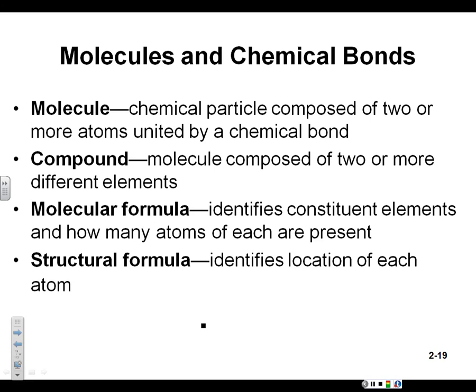Alright? For example, C6H12O6. That's the molecular formula because it tells me I got what? 6 carbon, 12 hydrogen, 6 oxygen. Structural one tells me how they are what? Arranged. Right? It tells me how I arrange the oxygen and the hydrogen around what? Carbon.